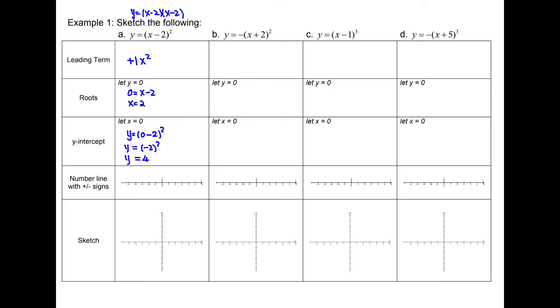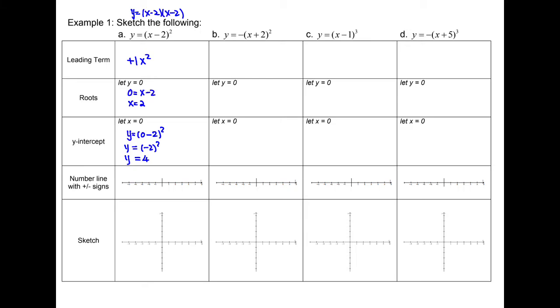Now, let's put the roots on the number line, and we're going to check the positive-negative sign. Since our leading coefficient is a positive 1, that means on the most right-hand side interval, it will be positive. When we go through the root 2, because this root has an order of 2, that means the exponent is a 2. It's an even number. That means we keep the same sign.